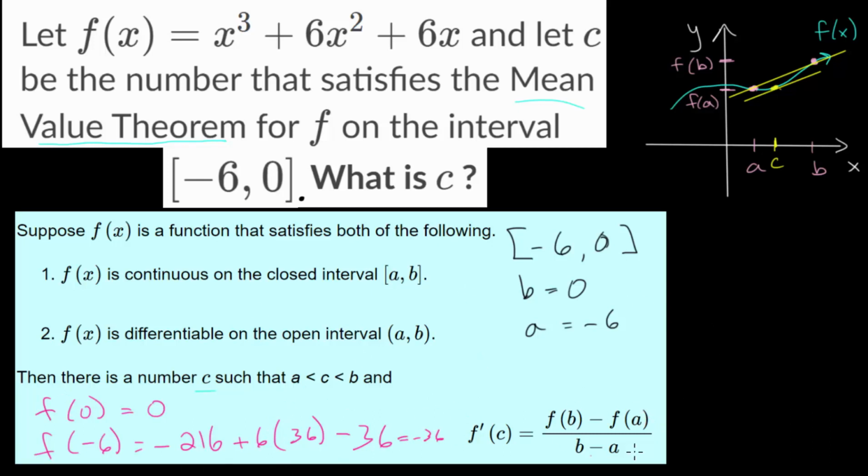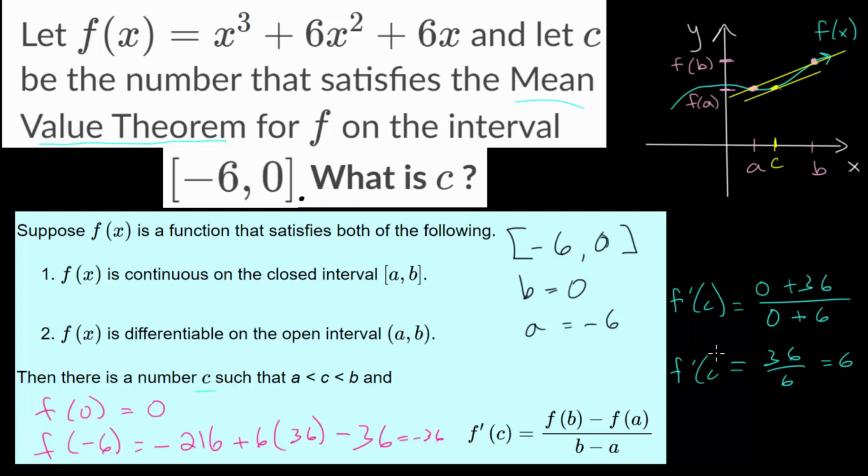So with this information, we can figure out the right-hand side of this equation. So let's start writing that down. We have f prime of c is just equal to f of b, which, since b is 0, is just 0. And we're subtracting f of a, and a was negative 6. So f of a is negative 36. We're subtracting a negative, which is the same as adding. And then we divide by b minus a, or 0 minus negative 6, which is 0 plus 6. So we have 36 over 6, which is equal to 6.